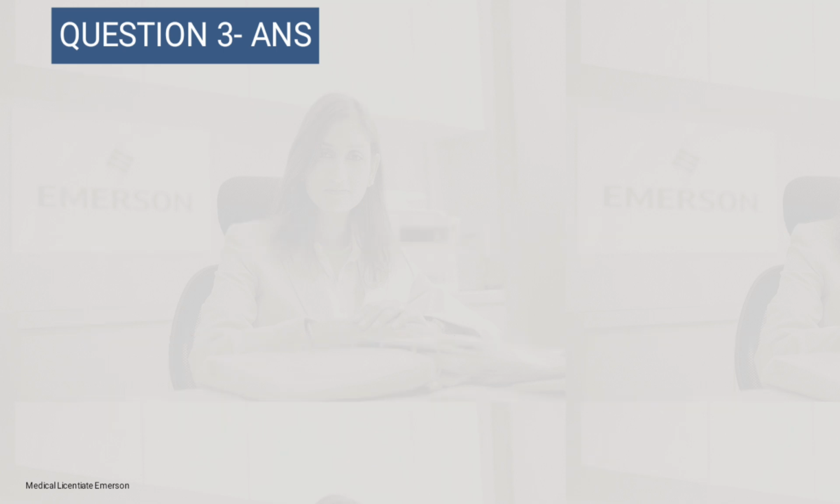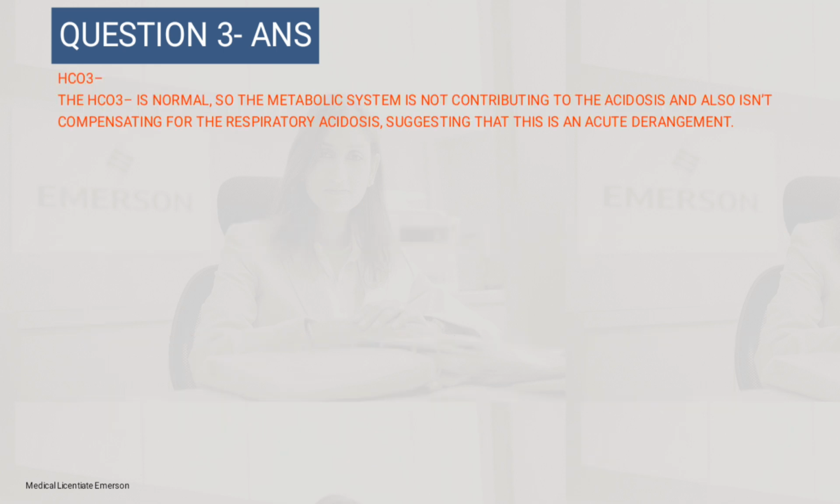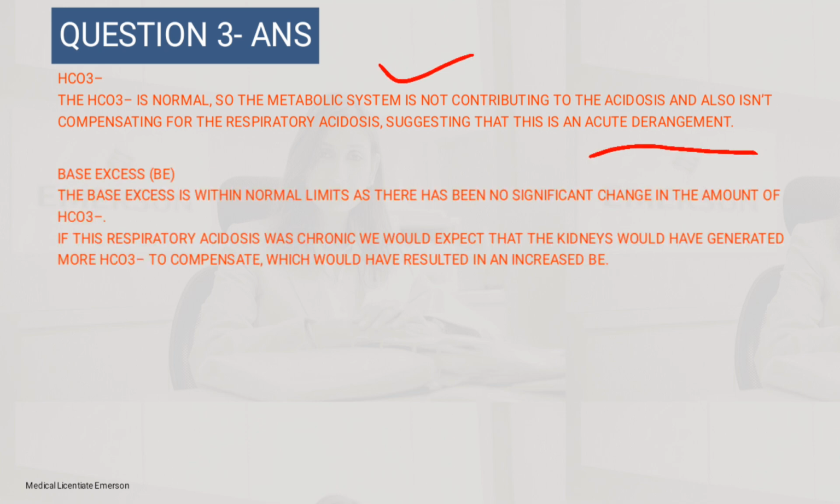Okay, so we move on to the next section where we look at the bicarbonate levels, which of course is normal. So the metabolic system is not contributing to the acidosis and also isn't compensating for the respiratory acidosis, suggesting that this is an acute derangement. Then the base excess is within normal limits, as there has been no significant change in the amount of bicarbonate. And then if this respiratory acidosis was chronic, we would expect that the kidneys would have generated more bicarbonate to compensate, which would have resulted in an increased base excess.